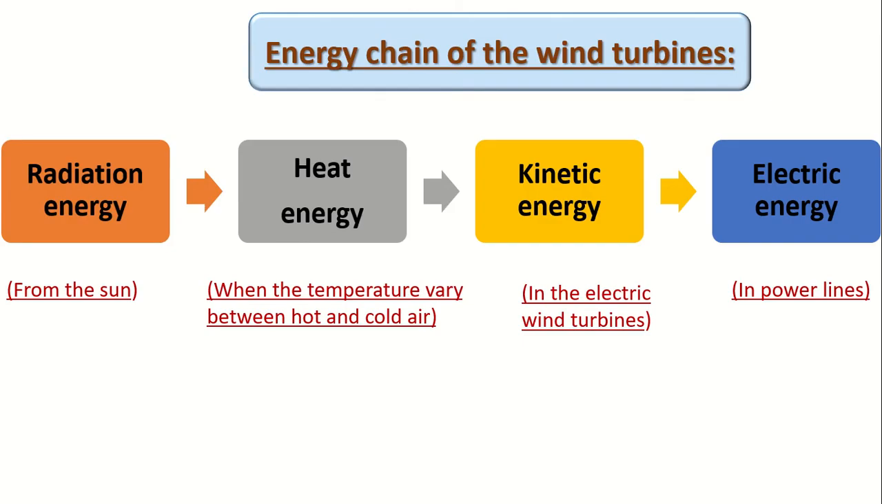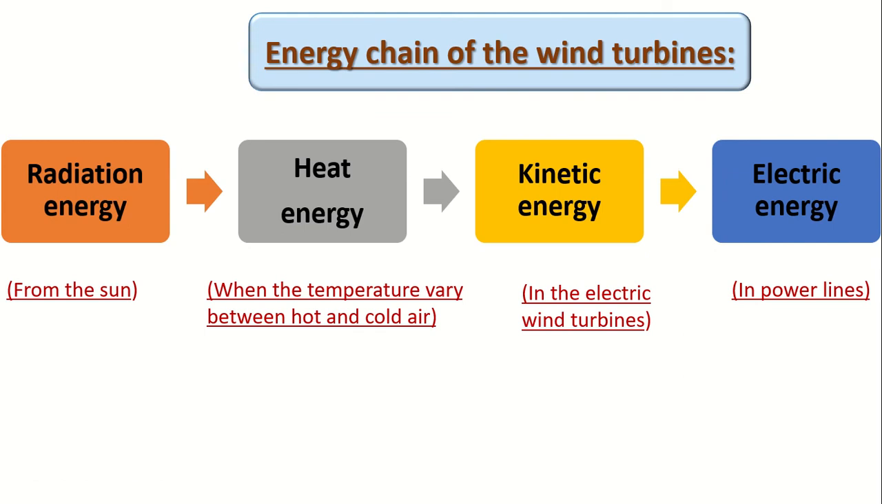So now, what is the energy chain of the wind turbines? We will start with radiation energy from the sun, which changes into heat energy. Because of a different temperature between hot and cold air, the air moves. So it will be kinetic energy, and this kinetic energy will rotate the turbines. After that, it will generate electric energy.